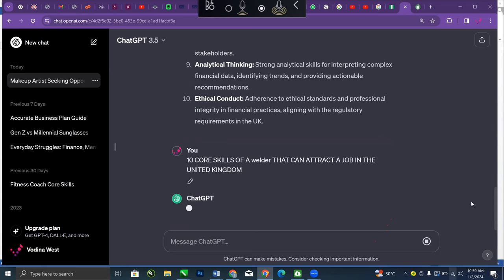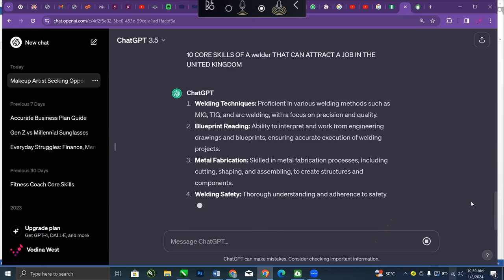Welding techniques, blueprint reading, metal fabrication is still coming up.